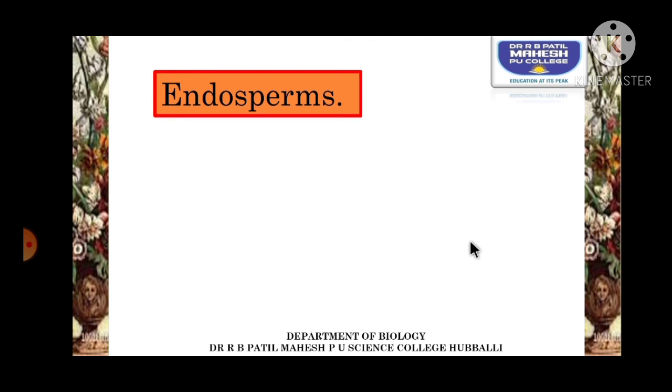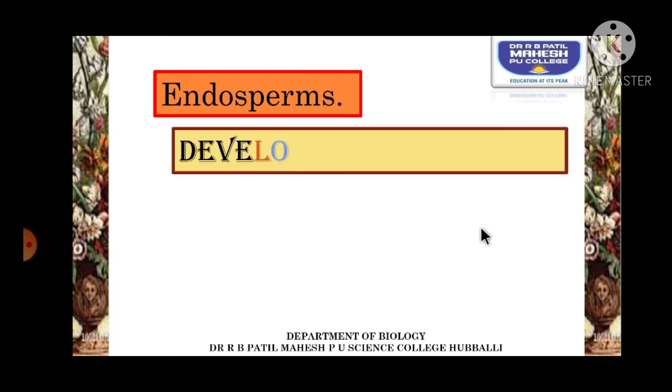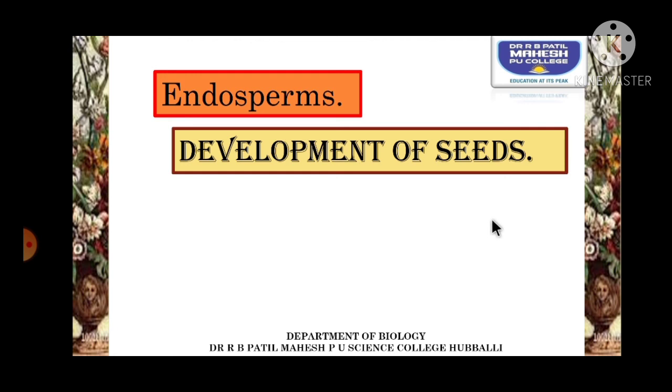So in this video we discussed the types of endosperm and how they are formed, whereas in the next video we will discuss the development of seeds, both monocot and dicot seeds. Hope you understood the contents of this video, students. Thank you.